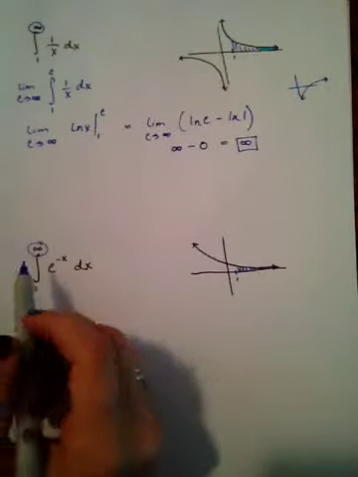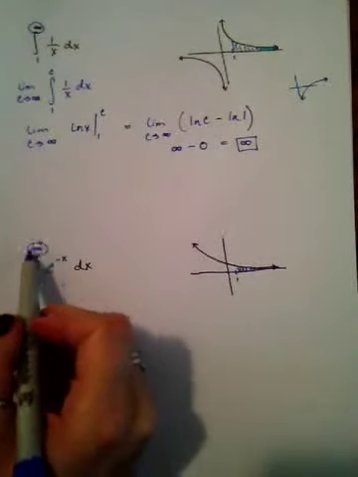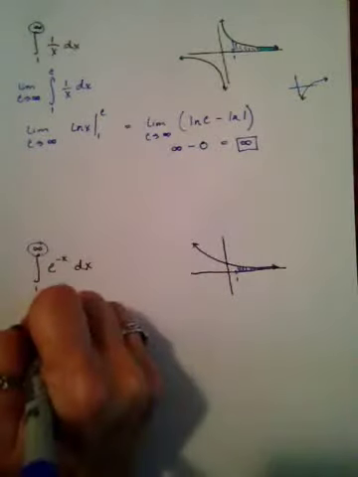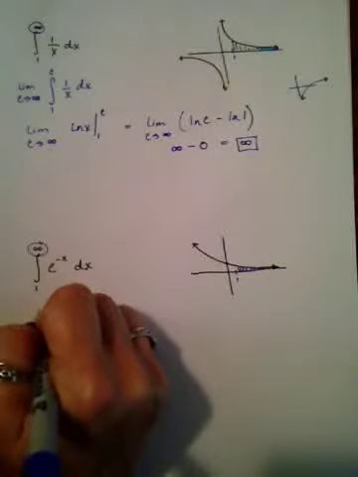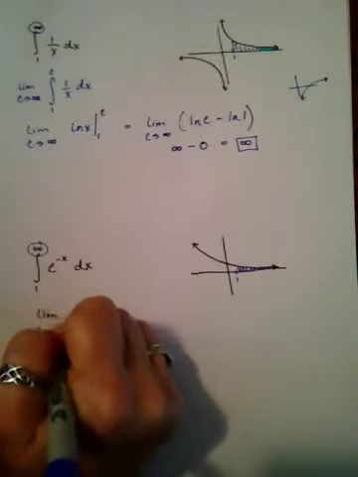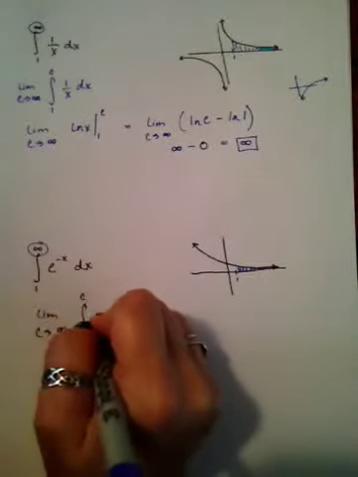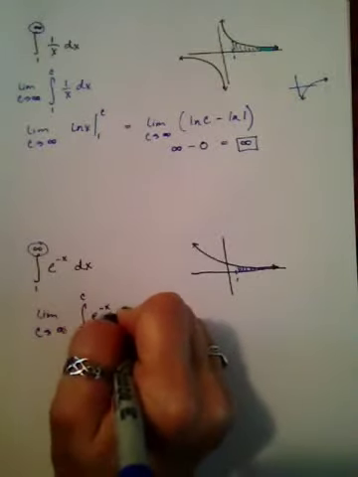So for this problem, we have the same issue. We have infinity as the upper limit of integration, so that's where I'm going to be working with my limit. So I'm going to say that this is equivalent to the limit as c approaches infinity, the integral from 1 to c of e to the negative x dx.